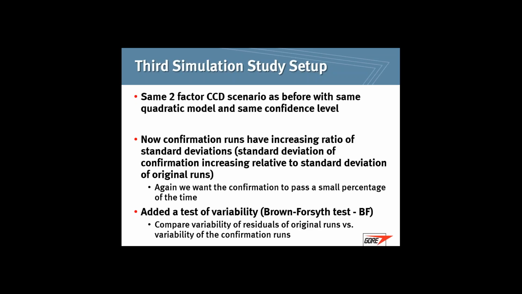So we want to say, do the confirmation runs signal the changes in the variability? So we simulated the data, increasing amounts of variability, and one of the things that we added to this for comparison was a Brown-Forsythe test. A Brown-Forsythe test is just a test of equal variances. It's a variation on a Levene's test or an F test for variances. There are many different types of tests of equal variances out there. The Brown-Forsythe tends to be kind of a robust one. So I want to put that in there as a comparison.